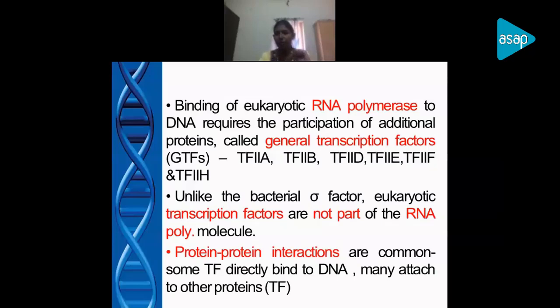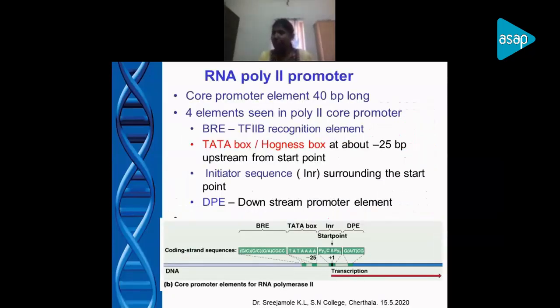So, this is the structure of a promoter in eukaryotes, which is much more complex than what we have seen in the case of the prokaryotic promoter. This is the RNA polymerase 2 promoter, which is about 40 base pairs in length, and this is the core promoter. The core promoter region consists of 4 main elements. The first one, on the leftmost side, is BRE. BRE denotes base recognition element or transcription factor 2B recognition element.